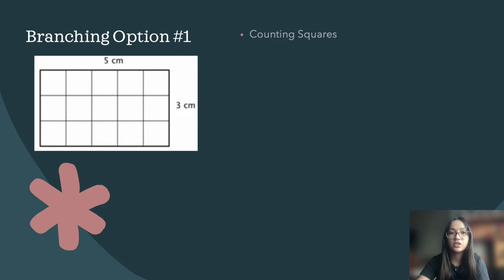So for branching option number 1, we have counting squares. That's the strategy that we're going to use to solve for area and perimeter. In a regular model, I might tell my students, I counted the squares, the area is 15. I counted the squares a different way, and the perimeter was 16. But that doesn't really tell my students how I got it or how they can solve it on their own.